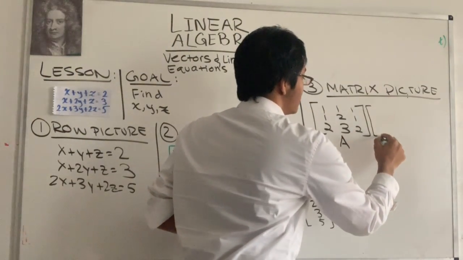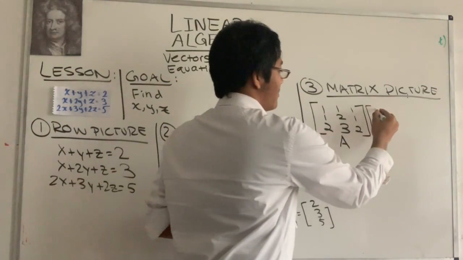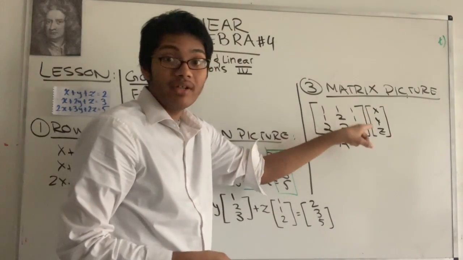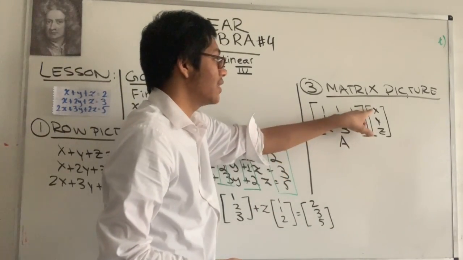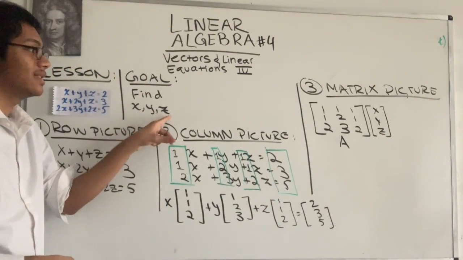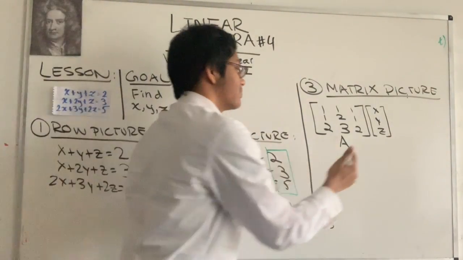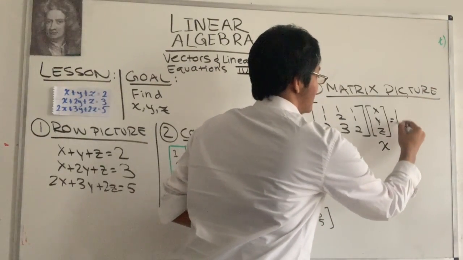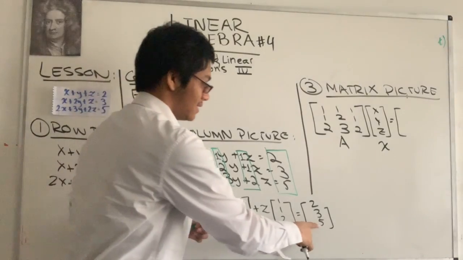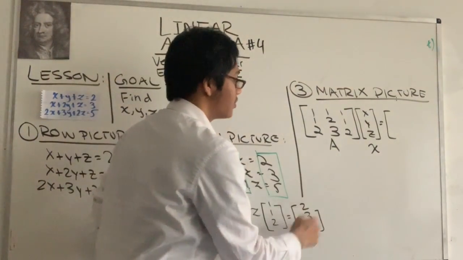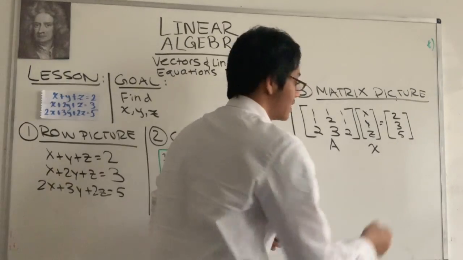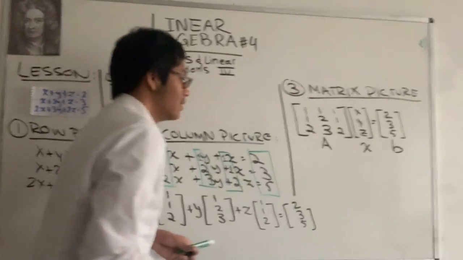Now, I'm going to multiply this matrix A by a column vector consisting of the variables I want to find. So I want to find what x, y, z is. Remember, I bring you back to the goal: find x, y, z. Okay, so this is my column vector x, and it's going to equal the vector I want. This is the vector I want: 2, 3, 5. By convention, I call this vector lowercase b.